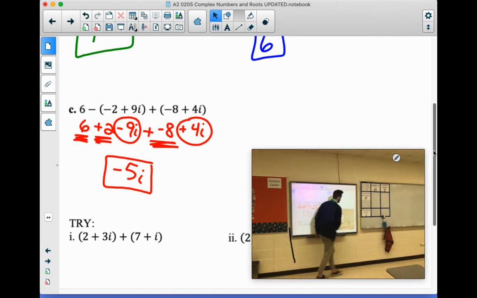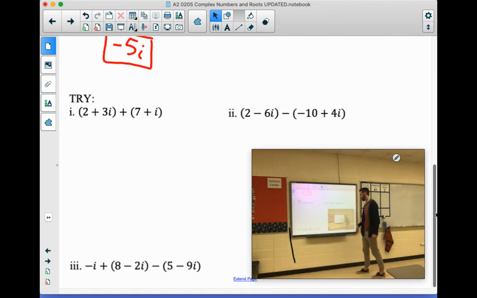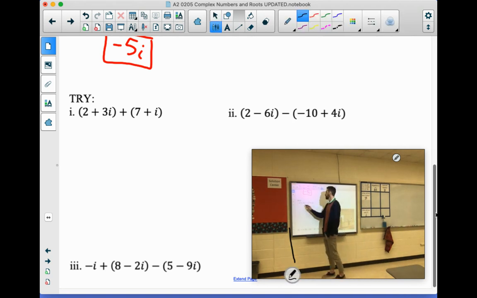So try these. How many are there? 3? Yeah. Try these 3 out. Pause it. I'm going to go over them right now. So pause and try. And here we go.